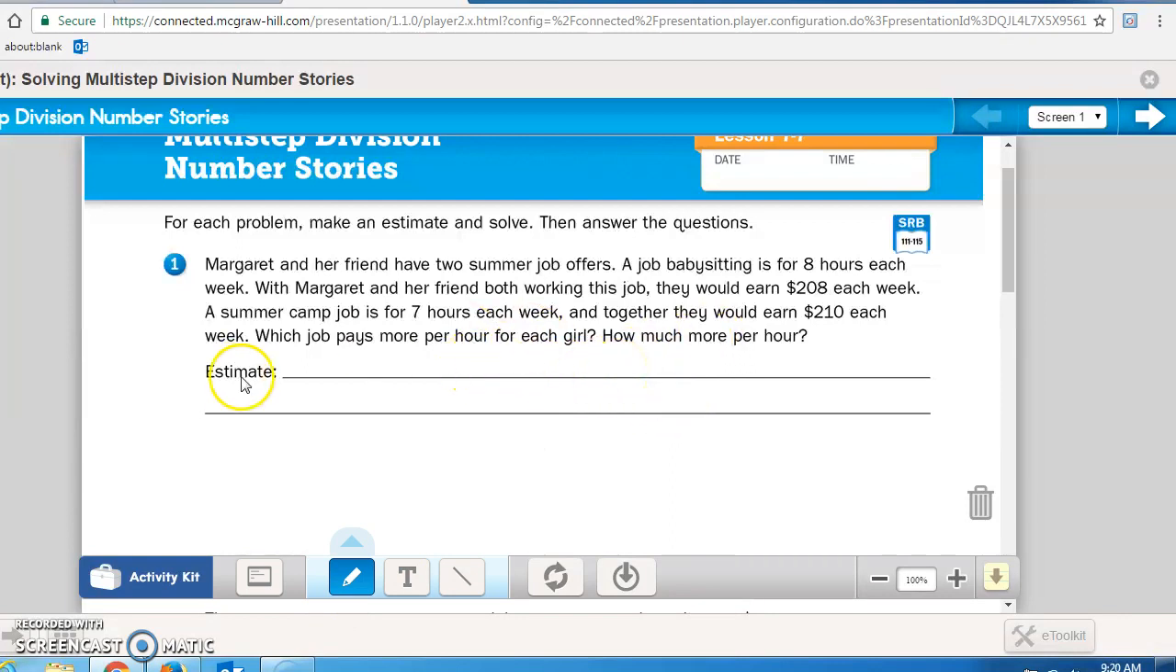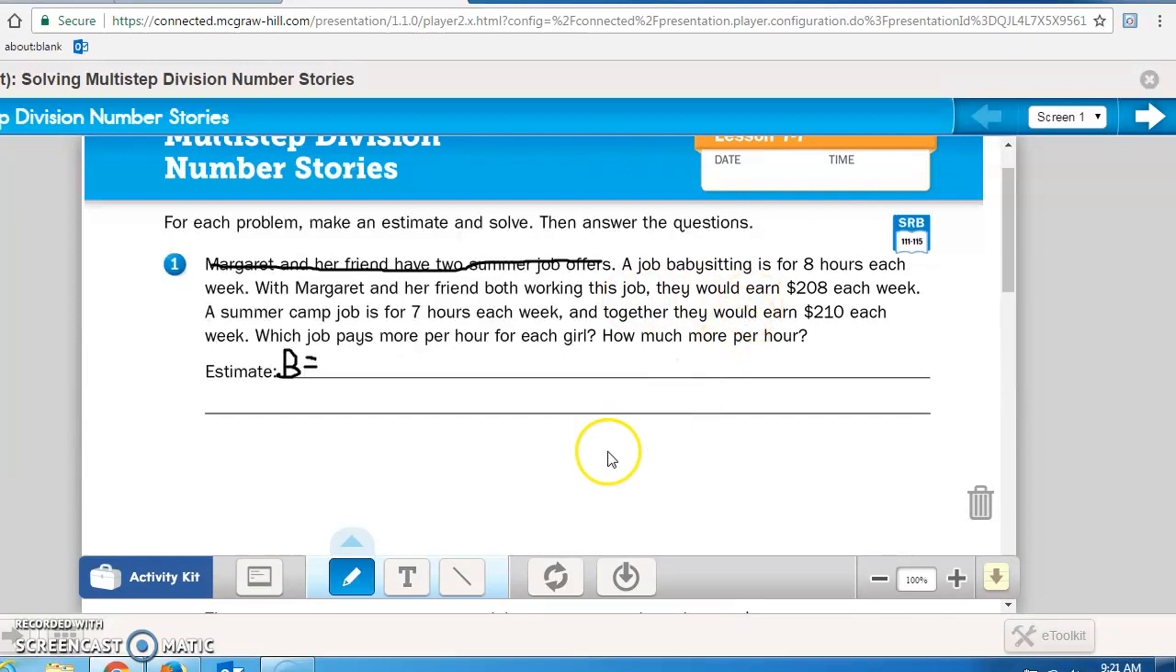Well, I like to label mine, so I'm going to put B for babysitting. That way I know everything that I'm doing for this is going to involve babysitting. And since I read this first part, I can cross that line off so I'm not looking at too much information at once. And it says the job babysitting is for 8 hours each week. And with Margaret and her friend both working this job, they would earn $208.